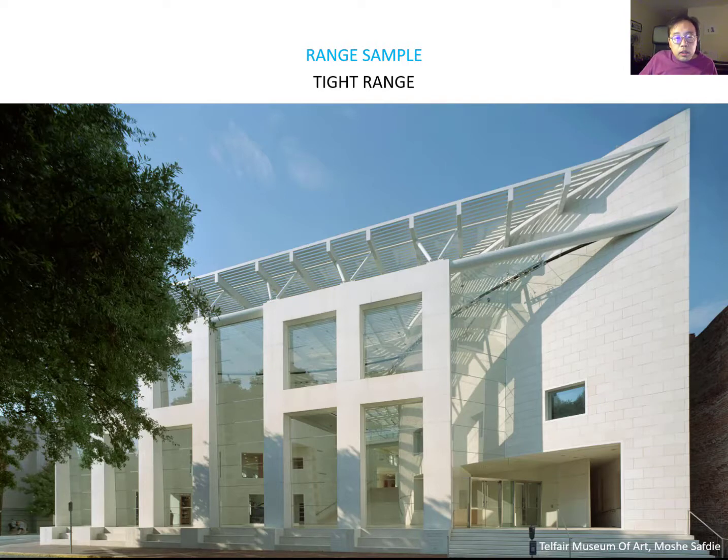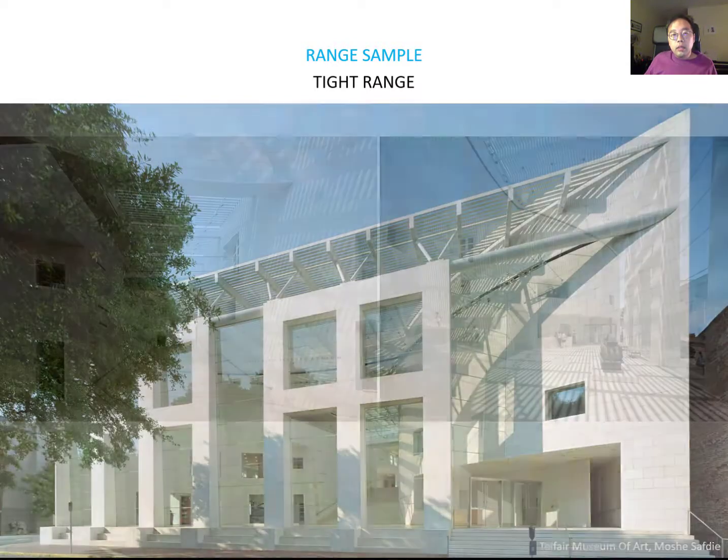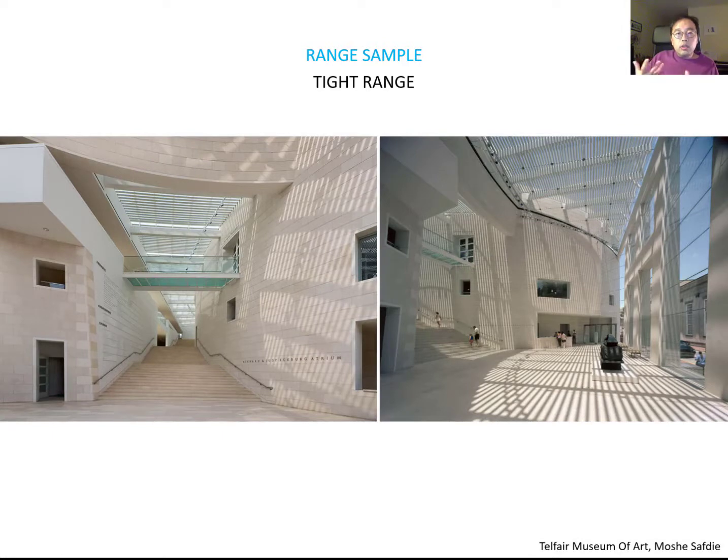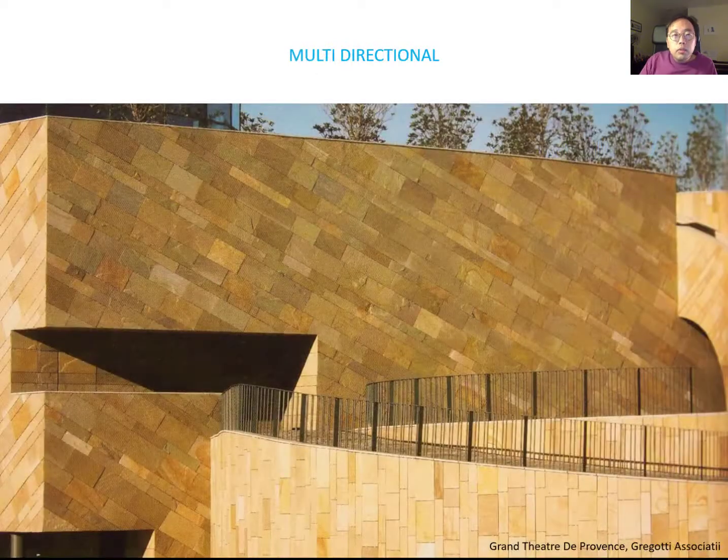Okay, this project is the Telfair Museum of Art designed by Moshe Safdie, and using this tight range, the building itself is very monolithic and pure looking, with stone panel inside and outside. Outside and inside, they use a similar color tone. This emphasizes the shading, the pattern, and casting shadow over the monolithic stone panel. So next we talk about the multi-directional stone.